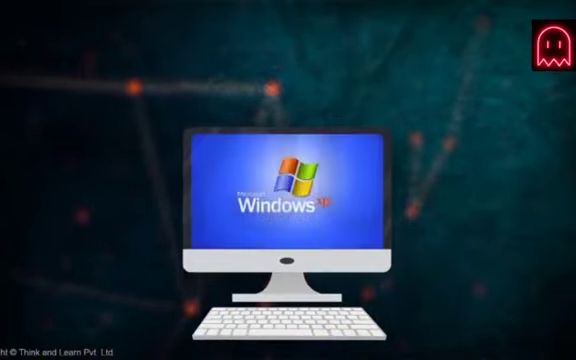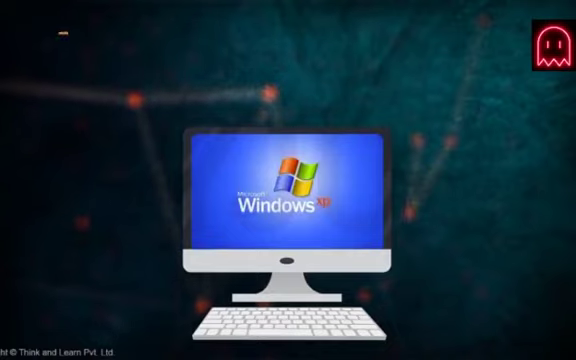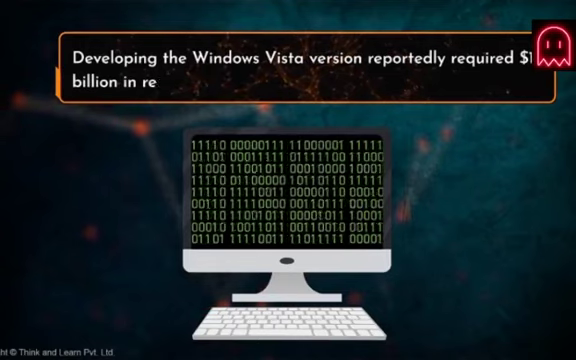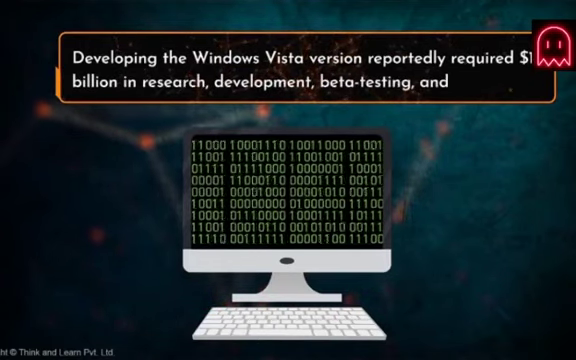A good example is Microsoft's Windows operating system. Developing the Windows Vista version reportedly required $10 billion in research and development, beta testing, and promotions.